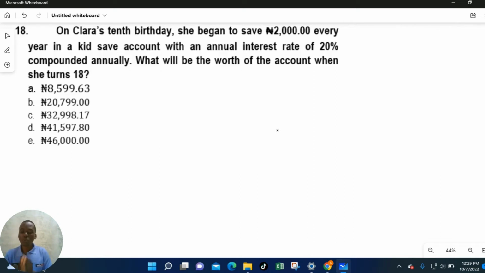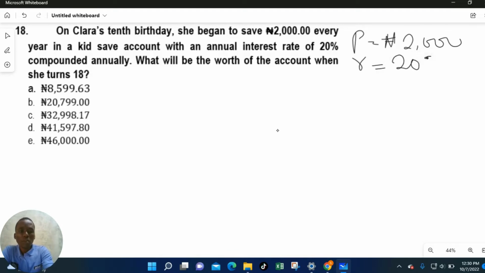Now, one thing I want you to note is that we are given the principal amount. And the principal amount, P, is equal to what? It's equal to 2,000 naira. Fine. And we are given the rate. The rate is equal to 20 what? Percent. Good. Now, what are we given? Are we given the time, the number of years?